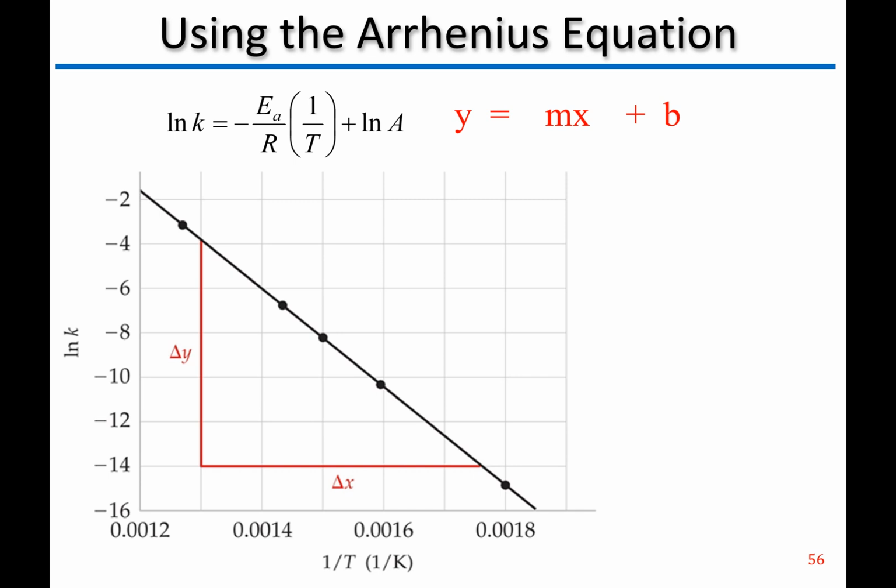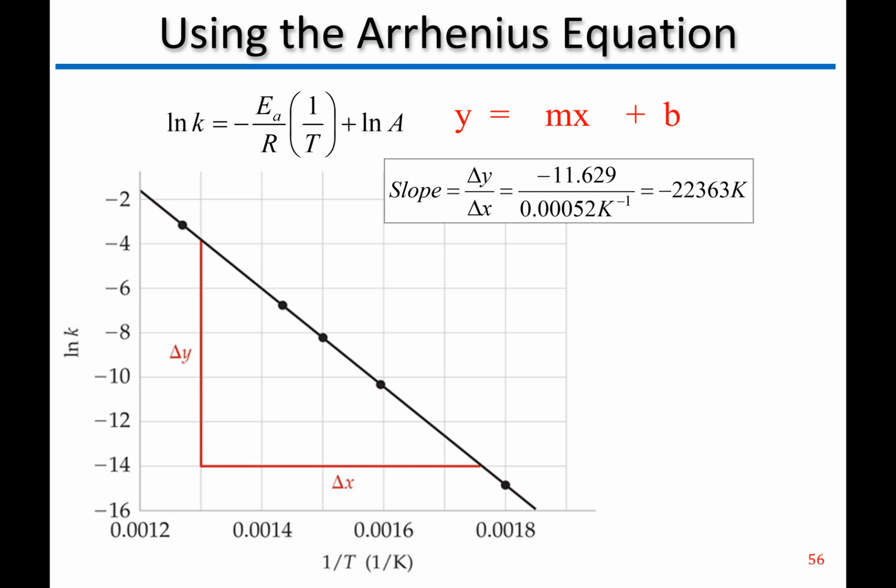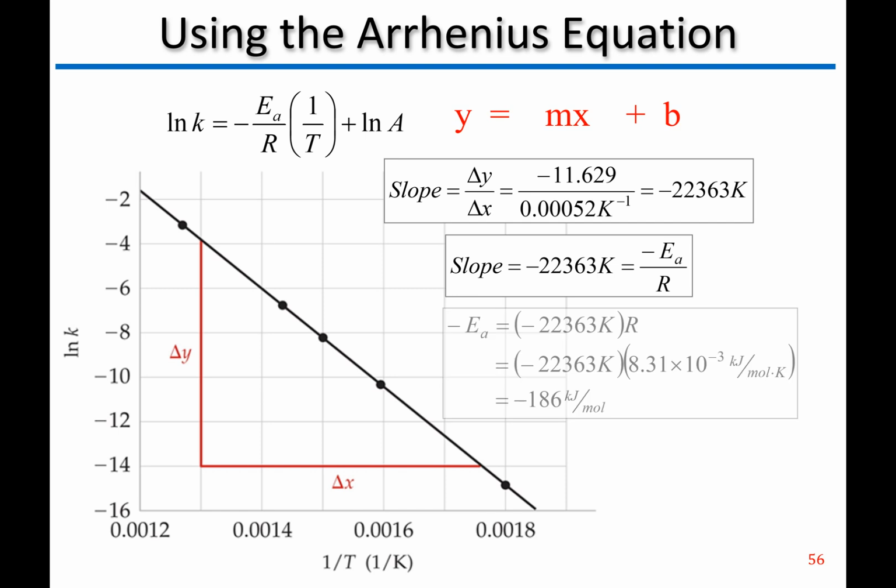So what am I getting at here? What I'm getting at is the slope of this line is minus EA over R. So if I'm looking to calculate the activation energy, I know what the slope of this line is. I know that's equal to minus EA over R. So all I have to do to solve for the activation energy is multiply by R.